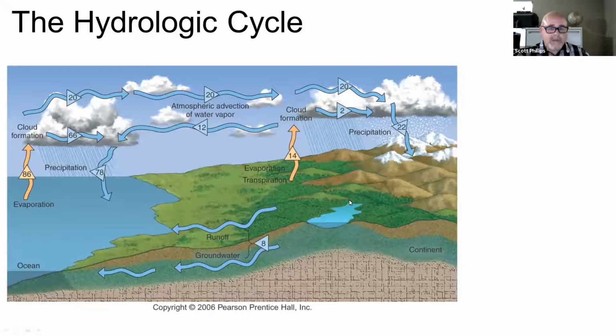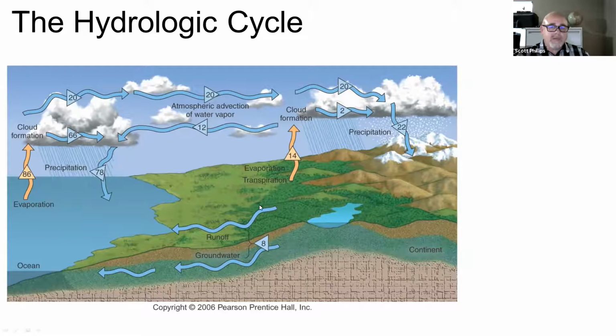So this is kind of a schematic of the hydrologic cycle. The ocean loses 86 units of evaporation, gets back 78. So you can see there's a deficit there. Some of that extra moisture goes over land. Land gets 22 units and loses 14. So the land gets some of the extra moisture from the ocean. And then that makes its way back to the ocean through surface runoff and also through groundwater. And we use it in the interim for drinking water, growing crops, and so on.